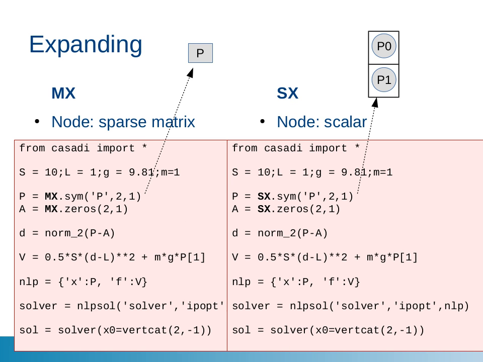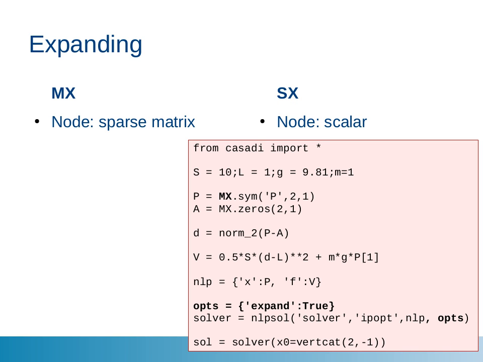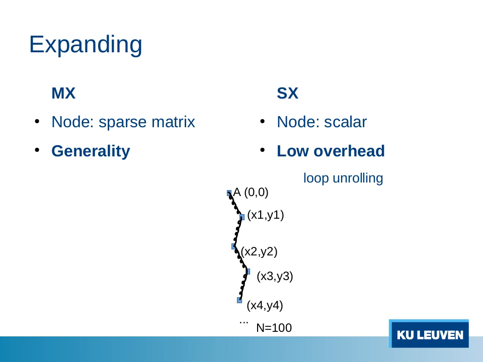How would you construct it? In the script, you would just replace mx by sx. And then the p variable becomes a pointer to a vector which contains two symbolic primitives, p0 and p1. An alternative is that you still use mx, but then supply some expand operation to the solver or to a function in general. So mx is designed to be very general, and sx is designed to have low overhead. It's a bit like unrolling for loops, so often it's faster to compute it. Often you want the lowest level function to be an sx type.